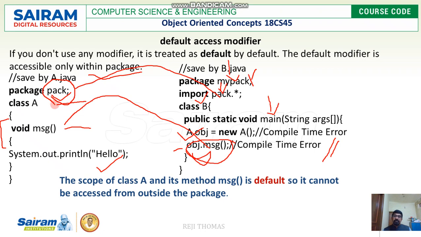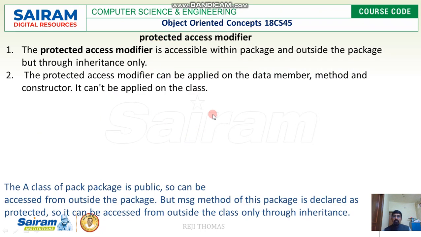Let us see the next one, which is the protected access modifier. This could be accessible within the package or even outside the package, but only through inheritance. Let me repeat. If any member of a class is defined as protected, it can be accessed within the package, or even outside the package. If it is outside the package, that should be done through inheritance.